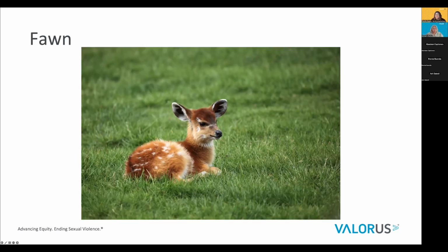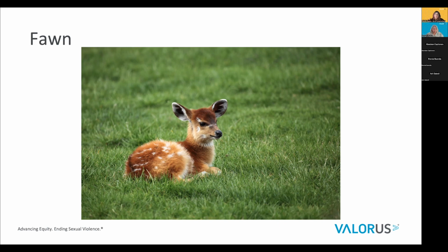And then the last one we're going to talk about is fawn. So this one is a little bit different because it's not typically an initial trauma response. It's oftentimes a survival mechanism that comes into play after an initial trauma response has not worked. And with this, we think of a baby animal, right? A baby animal that is dependent upon their parent or some outside source in order to survive.